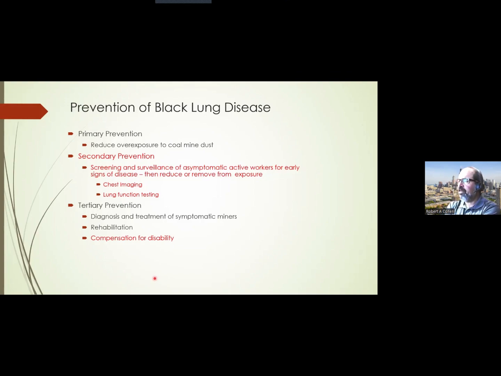And then tertiary prevention is where all of us who are clinicians working in hospitals and clinics really are, where we are diagnosing people who are symptomatic. We're treating them, we're rehabilitating them, and then we often assist them for compensation. And some of the tests that we use for surveillance of asymptomatic workers, we also use for disability evaluations.